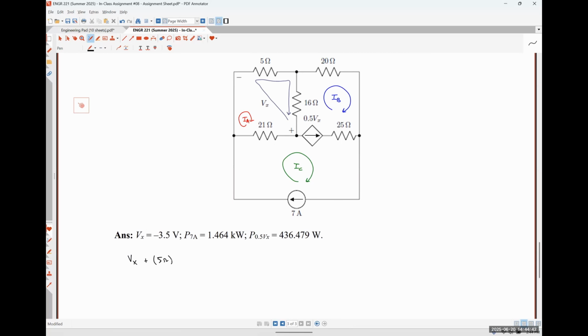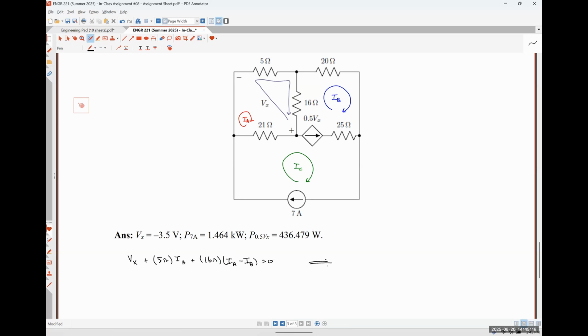So what mesh current is flowing through the 5 ohm resistor in the direction that's indicated as we follow that path around the triangle? IA. IA, exactly right. And the next thing that we would have would be the 16 ohm resistor. What's the current flowing down through the 16 ohm resistor? IA minus IB. Exactly right. And we would set this equal to 0.